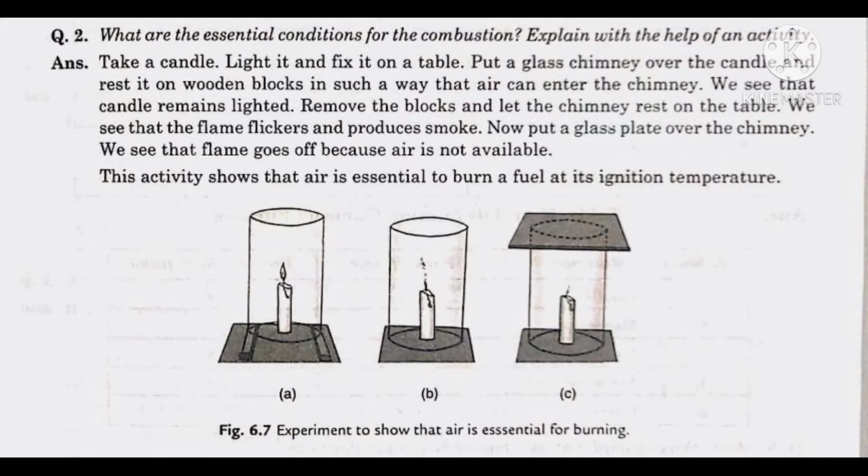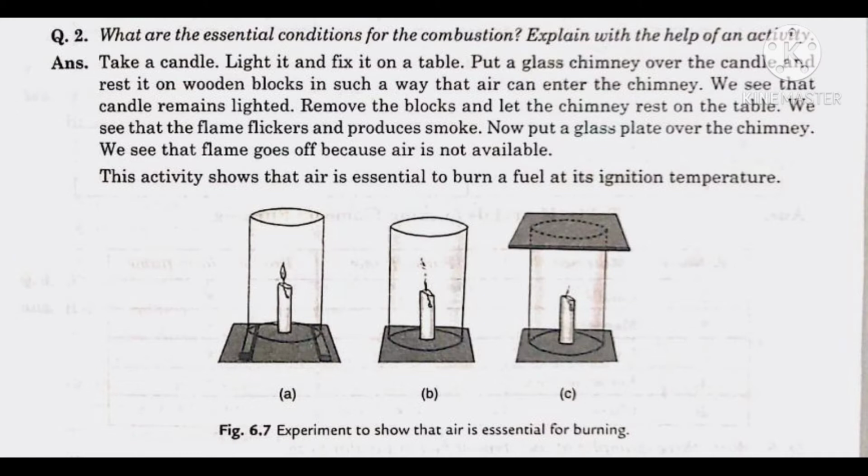Let us perform an activity, activity 6.2, in order to understand the conditions necessary for combustion. Take a candle, light it and fix it on a table. Put a glass chimney over the candle and rest it on wooden lugs in such a way that air can enter the chimney. We see that the candle remains lighted.